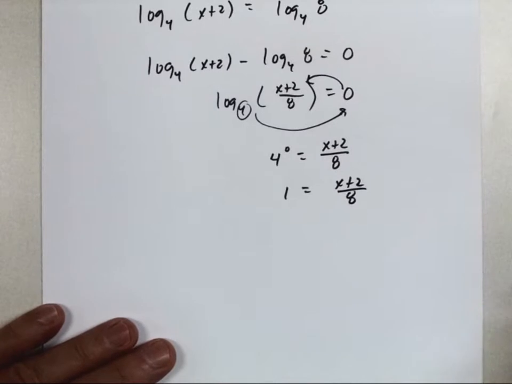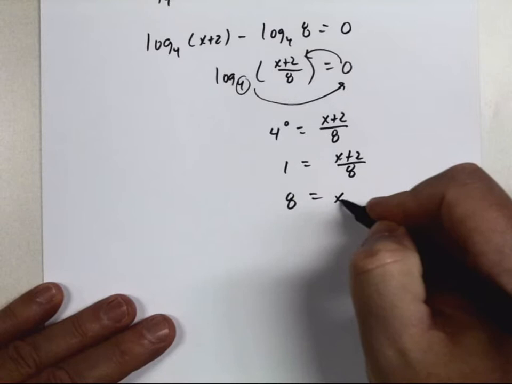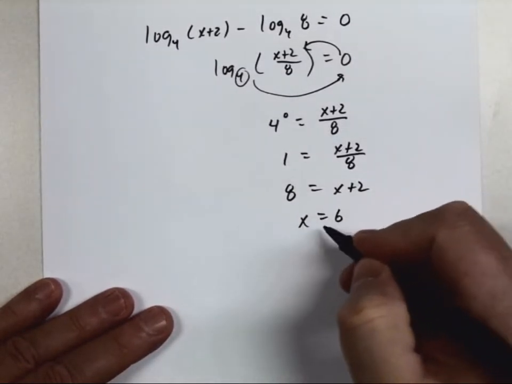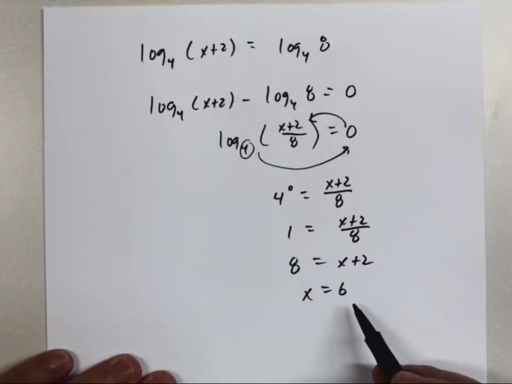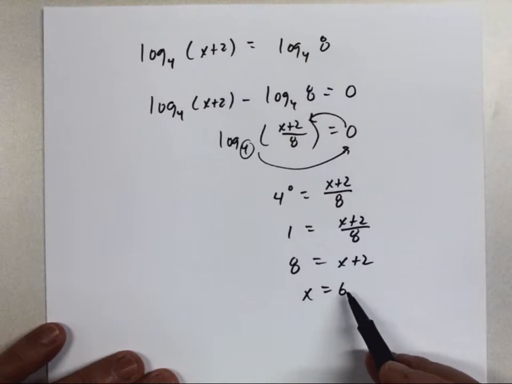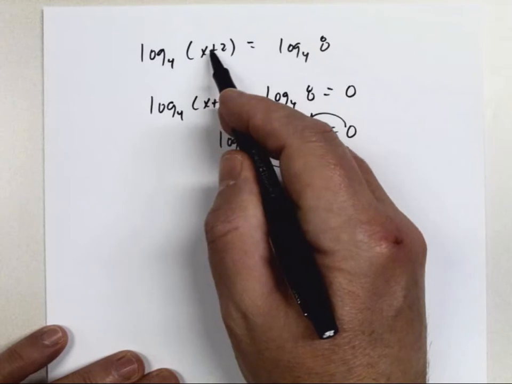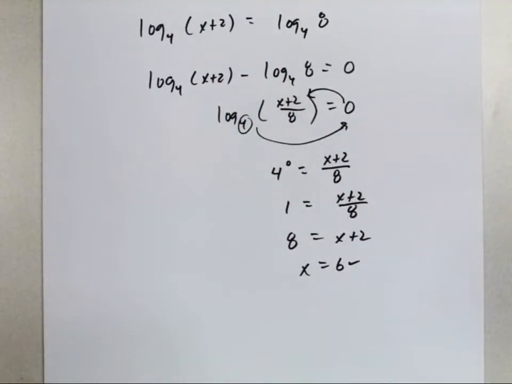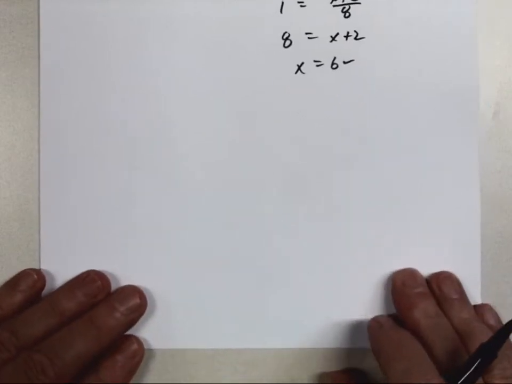That's just 1. If I solve this, multiply both sides by 8, subtract 2 from both sides, I'm saying the solution is x equals 6. If I check, if I go plug it back into my original equation, plug in 6 here, you get log base 4 of 8, which is okay. There's my solution. Not too hard.